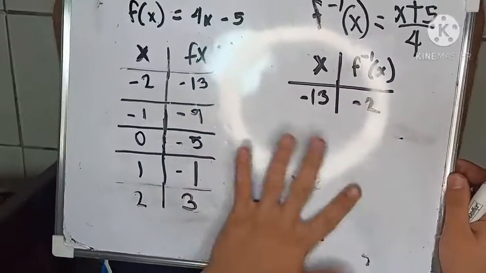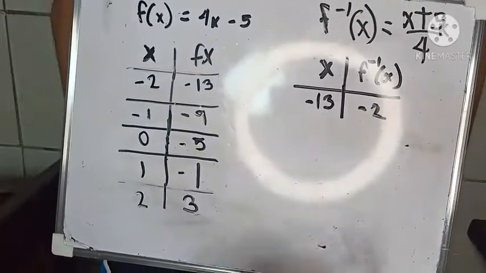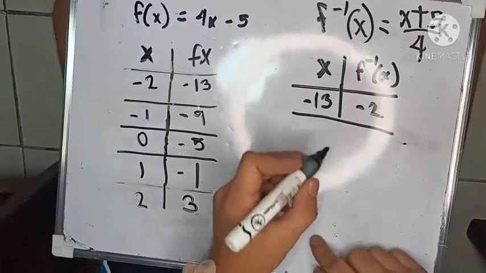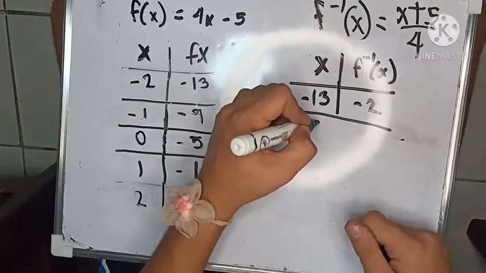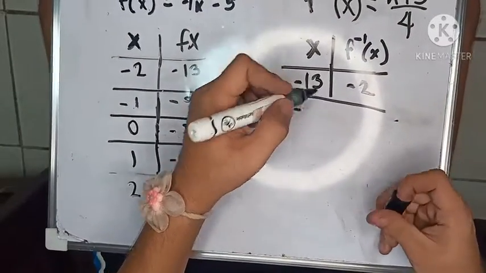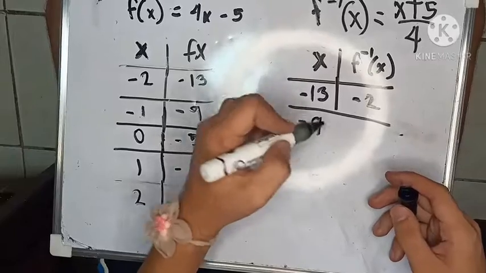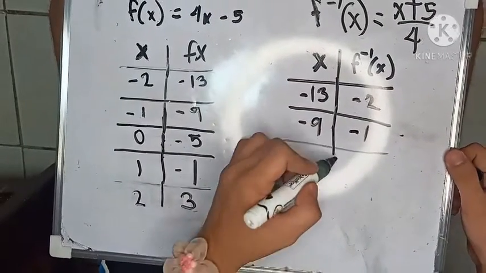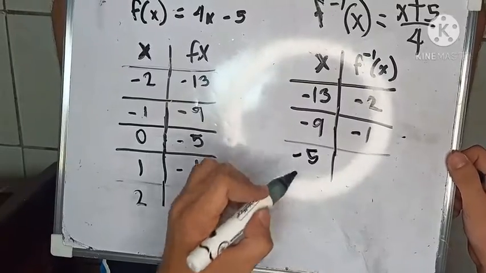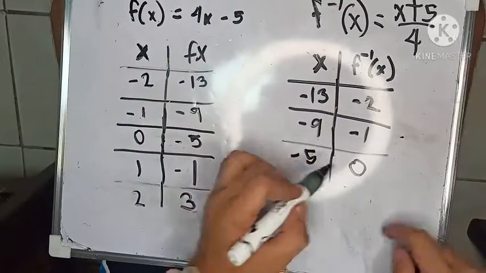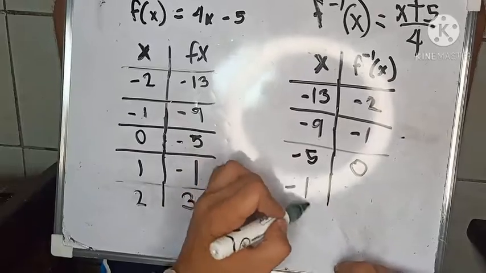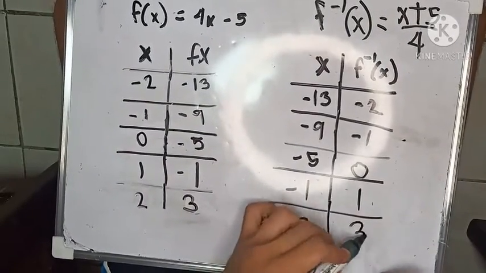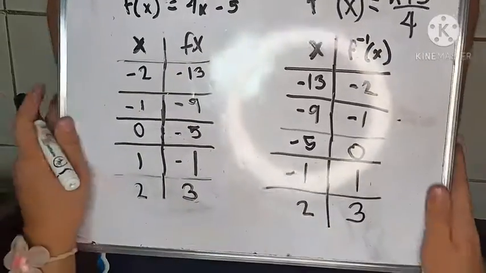Okay, so the answer should be done like this. So we're gonna make it look nicer, so let's make it negative 1. Okay, so negative 5 and it becomes 0, and this could be the negative 1 and 1 and 2 and 3.